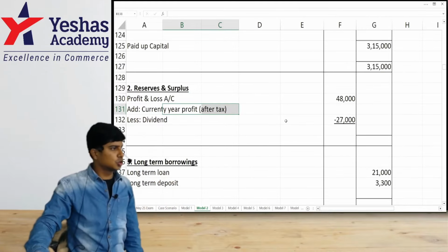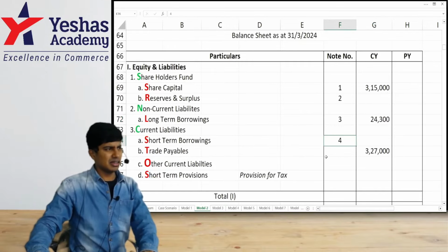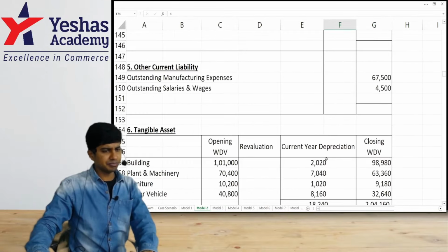Long-term borrowings 24,300. This will go to my balance sheet. Long-term borrowings. Note number 3, 24,300. Then current liabilities. Short-term borrowings is there? Yes. Note number 4. Shall we see what's there? How much is short-term borrowings? 6,000. Shall I post other current liability also simultaneously? 72,000. So 6,000 and 72,000. Short-term borrowings 6,000 and trade payables already written. Other current liabilities 72,000. Any doubts? No. Provision for tax is to be found later. So right now, I don't know.